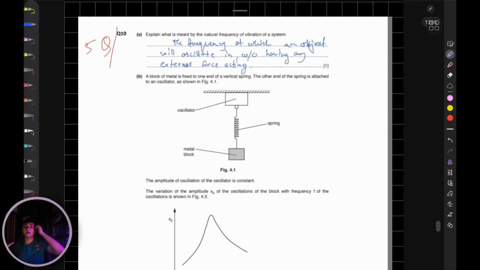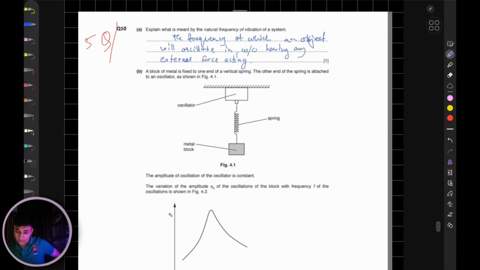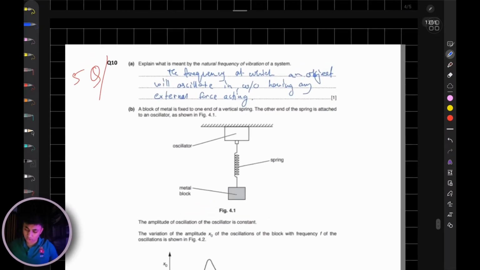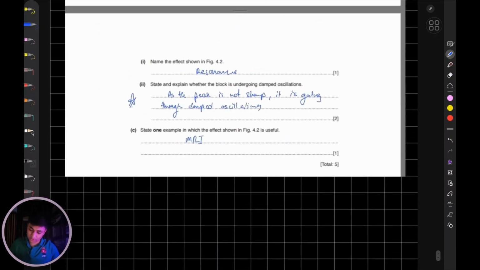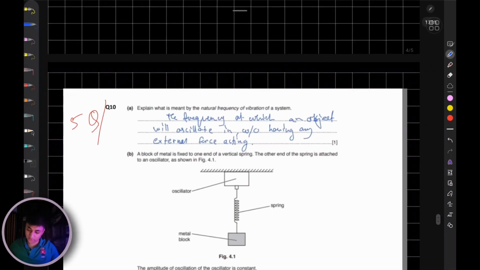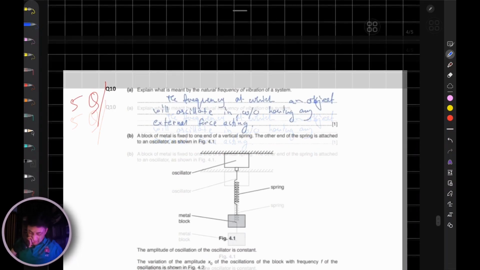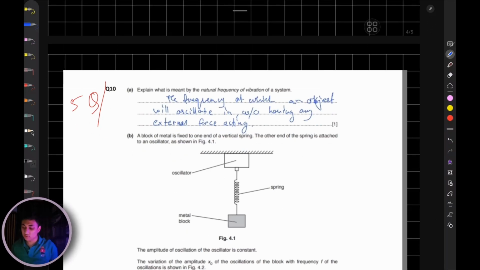This is not exactly a hard question, but I feel like I should add this bit of information. So I'm basically talking about this part, but let's start off with the first, 10A. I don't know which year this is, I just added. So it's asking, explain what is meant by natural frequency of vibration of a system. What is it? The frequency at which an object will oscillate without having an external force acting.